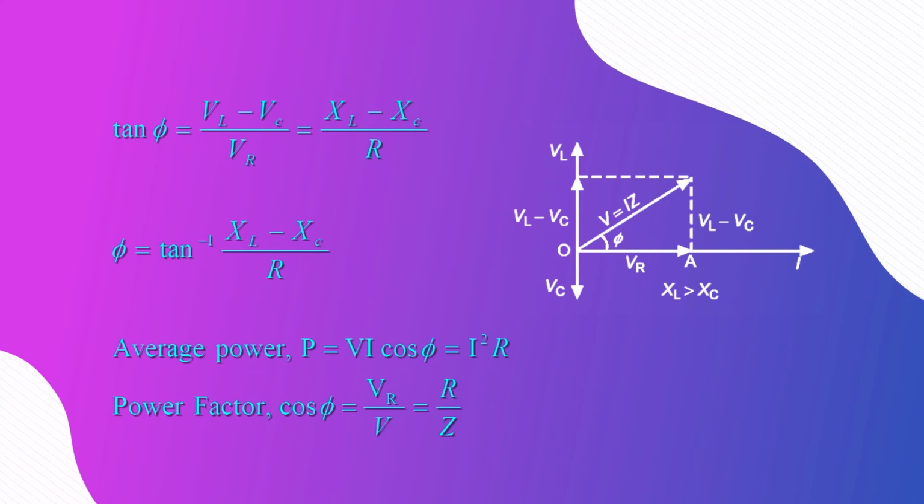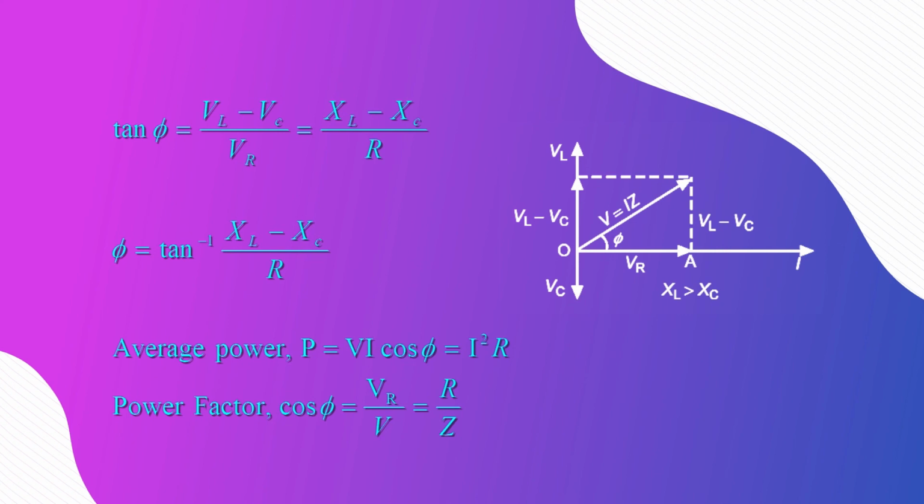Now you have to find out the phase angle between total current I with respect to the voltage. So this tan phi can be written as VL minus VC upon VR. The value of VL can be written as I into XL, VC can be written as I into XC, VR can be written as I into R. So this I is common in numerator and denominator, so this I can be cancelled out. So this tan phi can be written as XL minus XC upon R. So phi can be written as tan inverse of XL minus XC upon R. Here we are assuming that XL is more than XC.